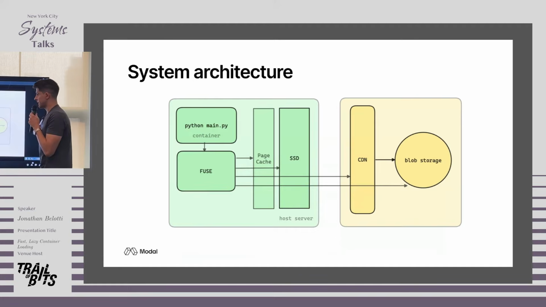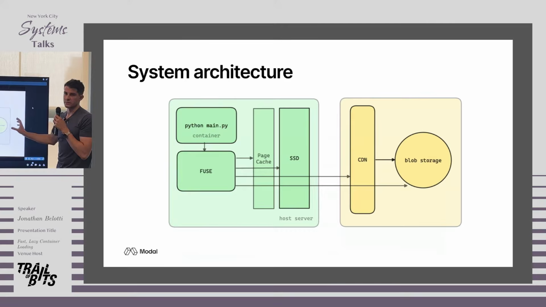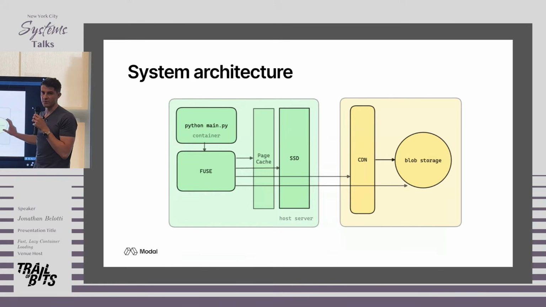Good. All right, let's get into the system architecture. This is a simplified system architecture of how we do lazy container loading in Modal, and it should look pretty similar to that table of latency tiers. We have our container process in the top left, Python main container. That's accessing a Fuse file server, and that Fuse file server is going to access the page cache, if not the SSD, if not jump over to the CDN, if not hit the blob storage. Really bad, this should not happen often. If it's happening often, we'd have done our job properly.